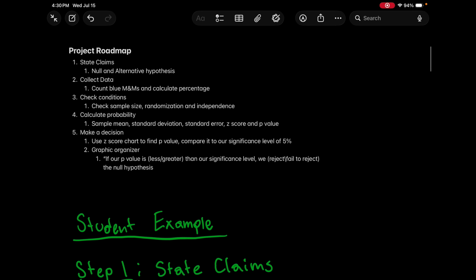Also in Canvas is a graphic organizer that's really helpful in drawing our conclusion. These can get pretty wordy, so this is helpful to organize ourselves. If our p-value is less or greater, and we keep it in that order, than our significance level, we reject or fail to reject the null hypothesis. So going over each case, if our p-value is less than our significance level, we reject the null hypothesis. And if our p-value is greater than our significance level, we fail to reject the null hypothesis.